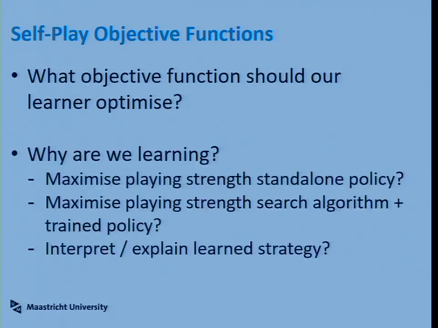But I think we should first ask why we are learning our policy before we can actually answer which objective function we should be optimizing. There are multiple different reasons why you might want to learn your policy. You might want to learn a standalone policy and just have it play without anything else. You might want to plug it into a search algorithm like MCTS, as we've seen in AlphaZero. And then you might want this combination of the search with the policy to maximize its playing strength, which is different from maximizing just the standalone policy's playing strength.